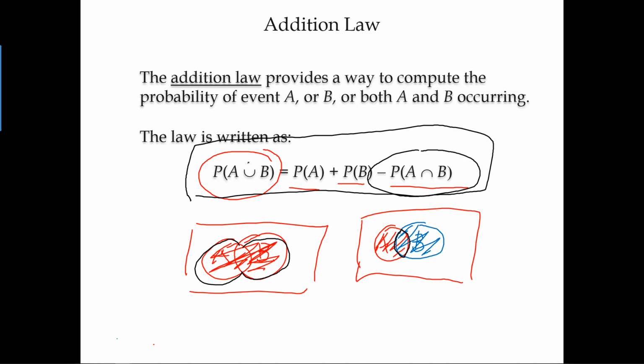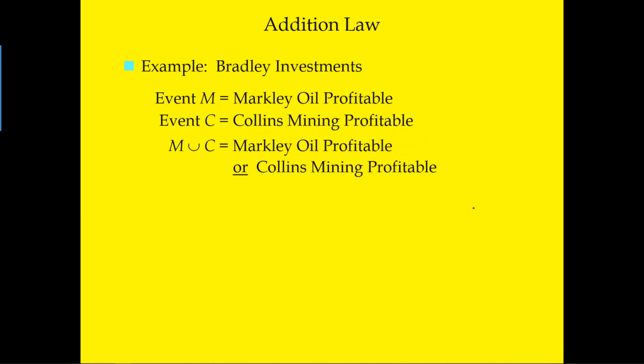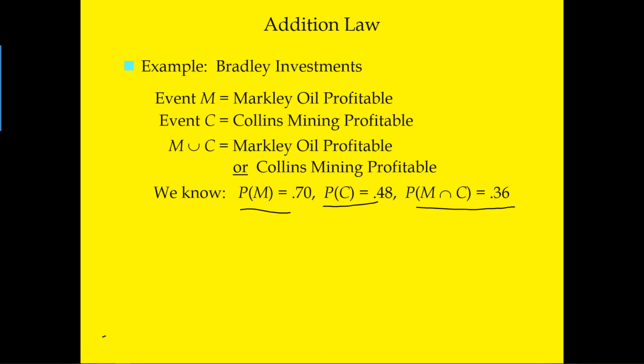Remember in the previous video, we already figured out probability A union B, and we also have probability A and probability B, and we just calculated probability A intersection B. We're going to use those values we calculated already to prove the correctness of the addition law, okay? So for the Bradley investment, let's see if we can prove that probability M union C equals probability M plus probability C minus probability M intersection C. Those are the probabilities we calculated in previous examples.